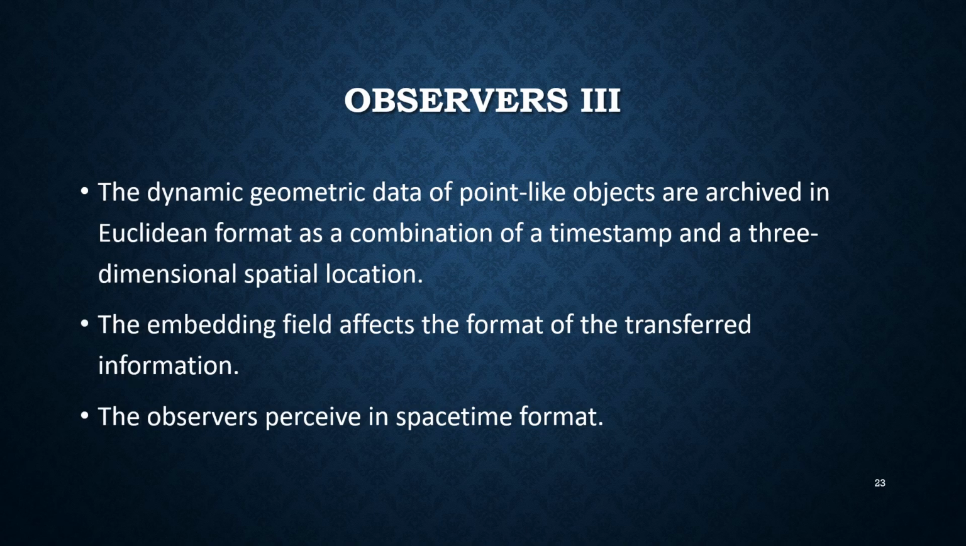The dynamic geometric data of point-like objects are archived in Euclidean format as a combination of a timestamp and a three-dimensional spatial location. The embedding field affects the format of the transferred information. The observers perceive in space-time format.